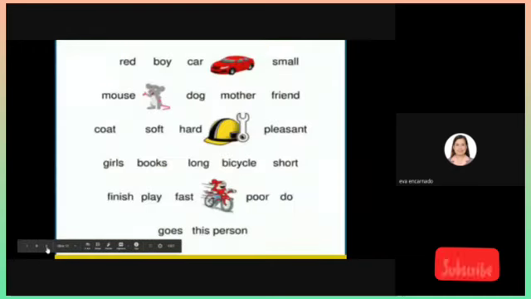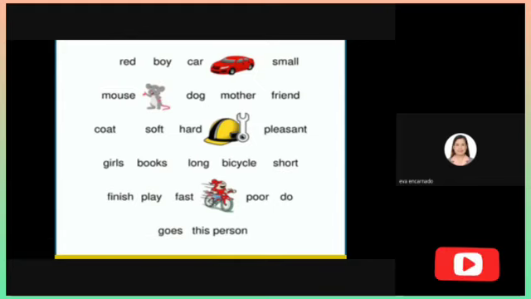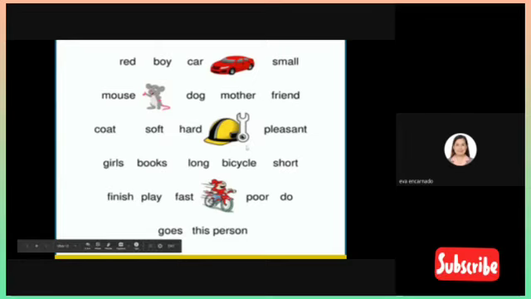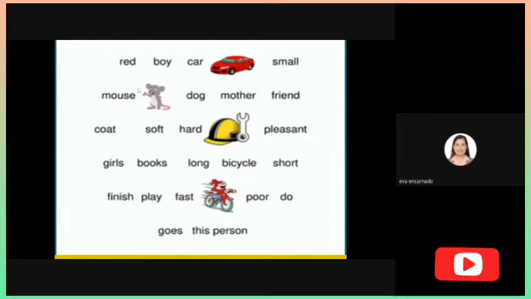Okay. So before that, I'll give you this exercise first. Can you pick out or just write in your notebook at least 5 adjectives that you can see in this picture? Only 5 words or 5 adjectives that you can see in this picture. Okay? You can pause the video if you want.